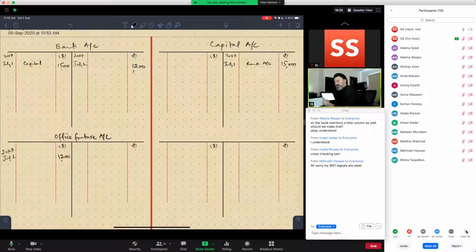And now we are going to cross-refer the two accounts, just like before. In office furniture account, we are going to refer to the bank account. And in the bank account, we are going to refer to the furniture account, right? So the second transaction has been completely placed. Do you understand this posting? If you do, give me a green check or a red cross if you don't.